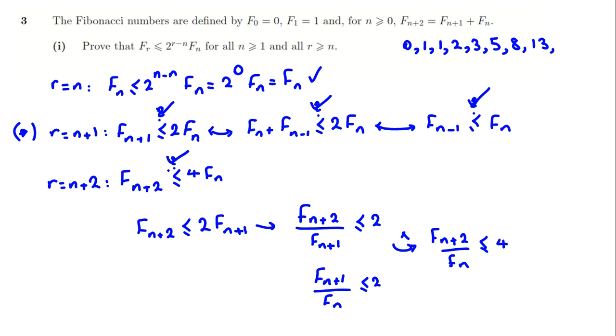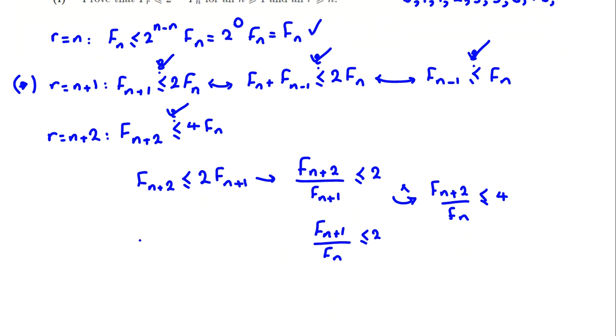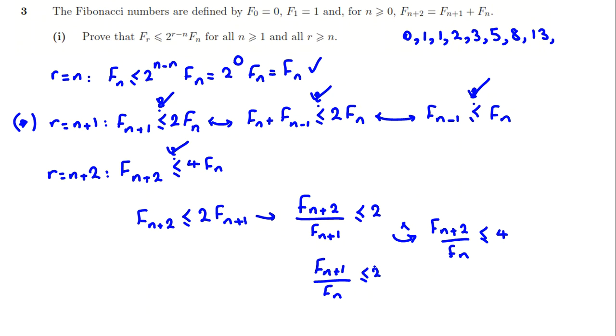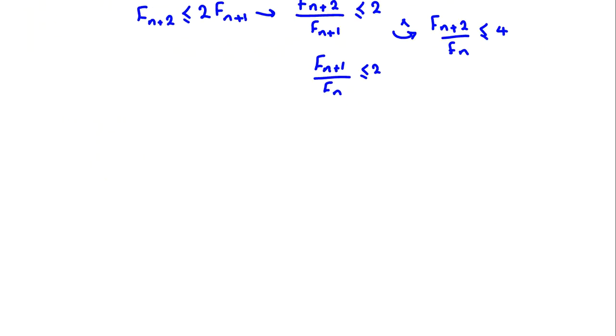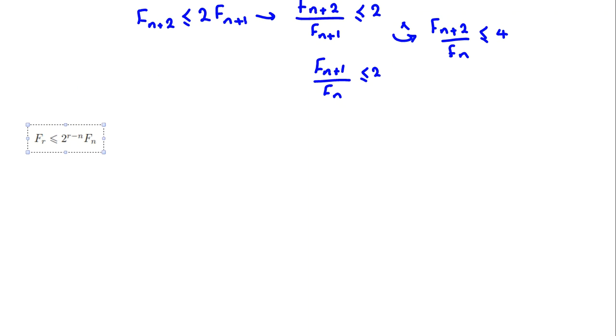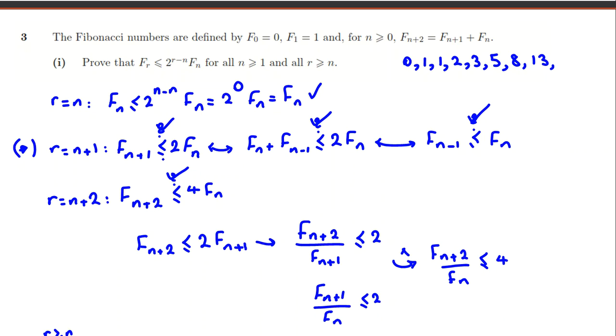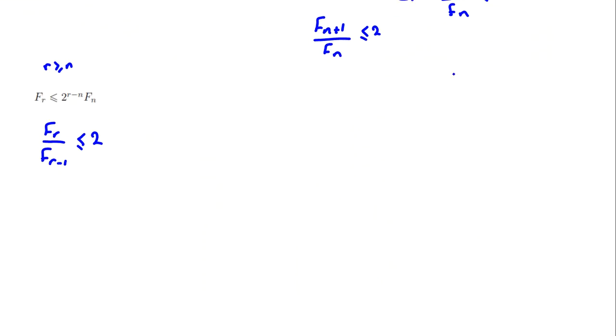Okay, now if you use the same thing here, but you don't need to write this part, this is for yourself. For fr less than or equal to 2 to the r minus n times fn, let's prove this part. Now we've understood the idea. We want to reach r greater than or equal to n. So fr over f(r-1) is less than or equal to 2 by star. Star was what? Each term is less than or equal to twice the previous term.